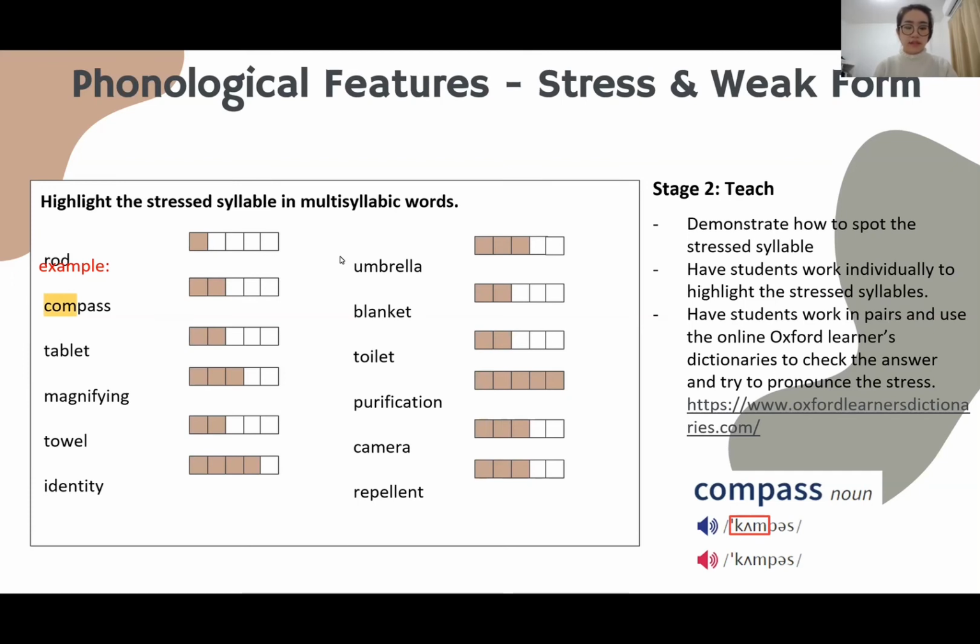The next phonological features that students can explore from the online dictionary are the stress and the weak form. Firstly, the teacher will demonstrate how to spot the stressed syllable, like compass. Students can tap their table harder when they pronounce the stressed syllable, like come. Then students will work individually to highlight the stressed syllable. After that, they'll work in pairs and use the online Oxford Learners Dictionaries to check the answer and try to pronounce the stress.